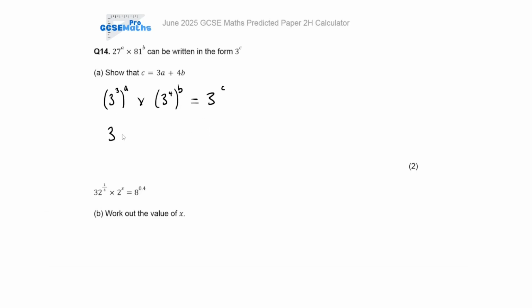Now, obviously, using my index law, I can multiply the powers, so that's 3 to the power of 3a times 3 to the power of 4b. Hopefully you can kind of see where we're going now. And then another index law is when we multiply, we actually add the powers. So that would be 3 to the power of 3a plus 4b is the same thing as 3 to the power of c. Now, given that they both have the same base number, surely you can write that the powers are also equal. So that's all you need to do for that one. Just notice that they're all related to 3 somehow.